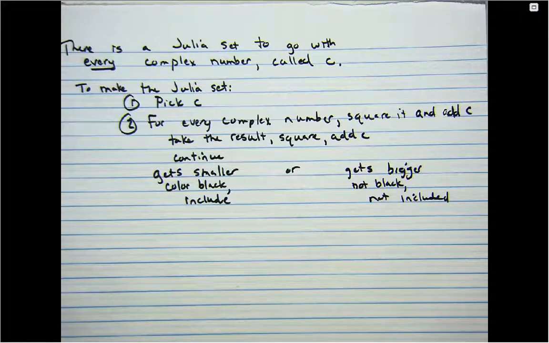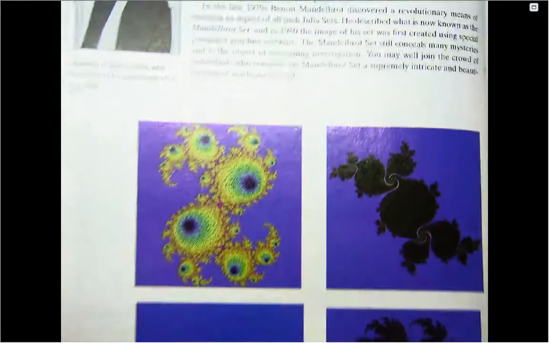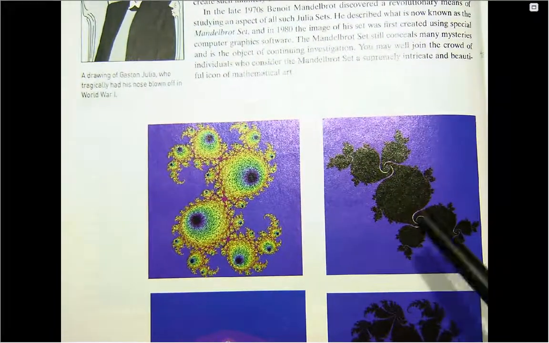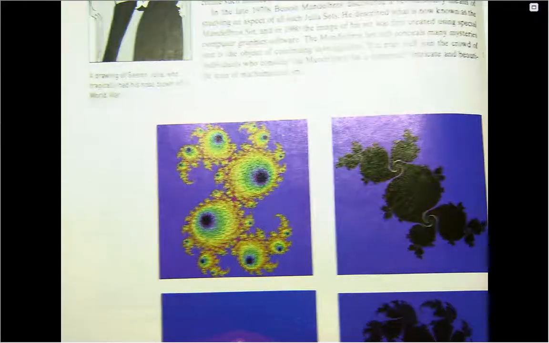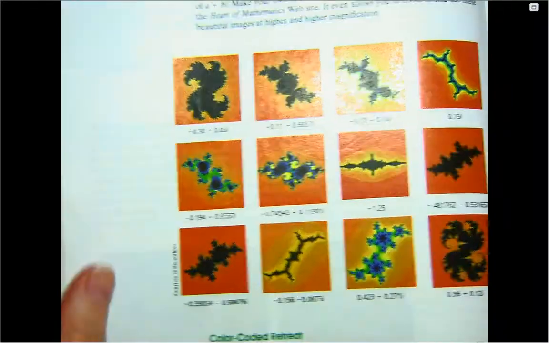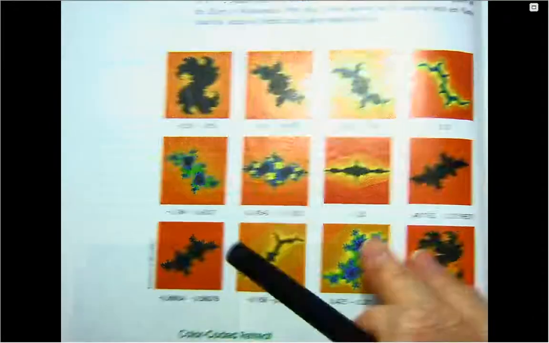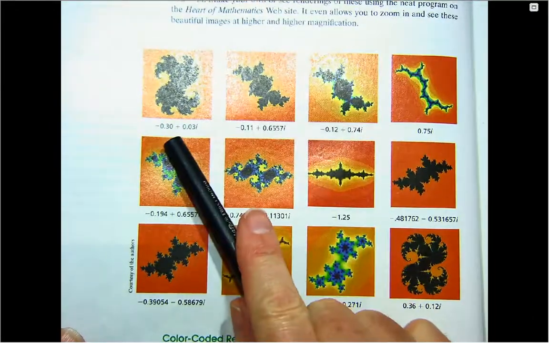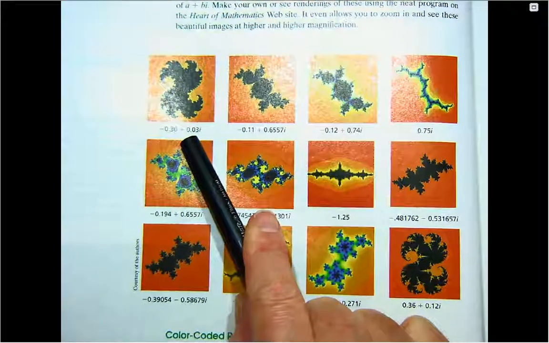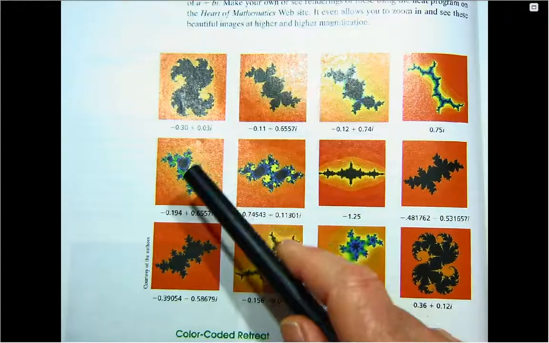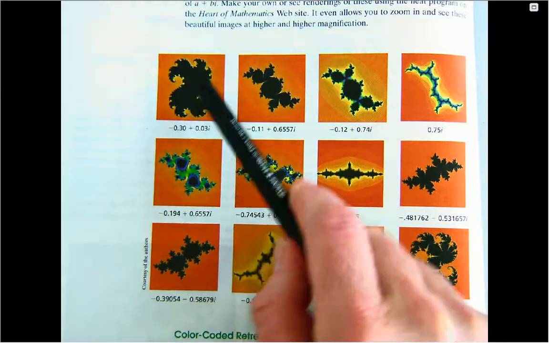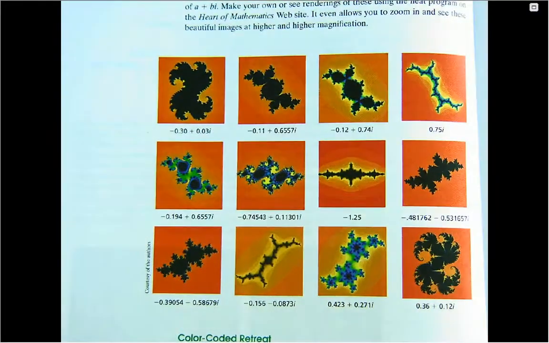Here, we'll look at another Julia set. Okay. So all these black points, well, let's look at ones that have a number associated with them. Okay, so here's some Julia sets that have numbers associated with them. Here we have negative 0.3 plus 0.03i. Negative 0.3 plus 0.03i. So any of the points that are black, I'll just pick this point.